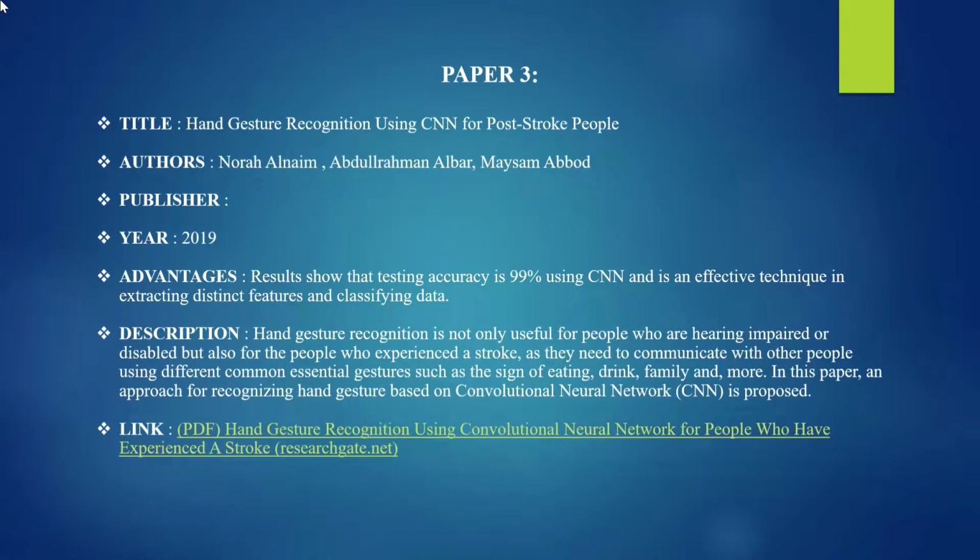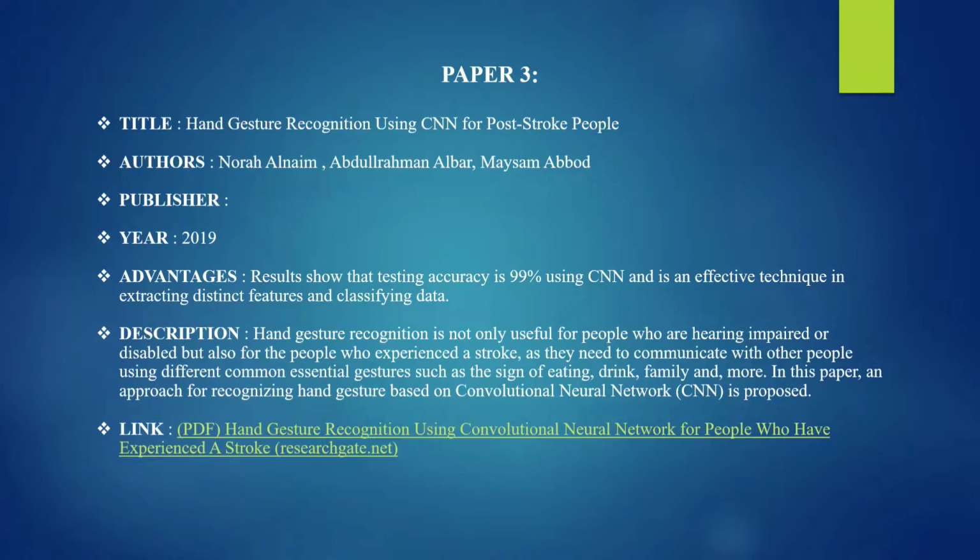The title of the next paper is Hand Gesture Recognition Using CNN for Post-Stroke People. The authors of this paper are Noor Almin, Abdul Rahman Albar, and Maisam Abad. It was published in the year 2019. The main advantage of this paper is that the results show a testing accuracy of 99% using CNN, which is an effective technique in extracting distinct features and classifying data.